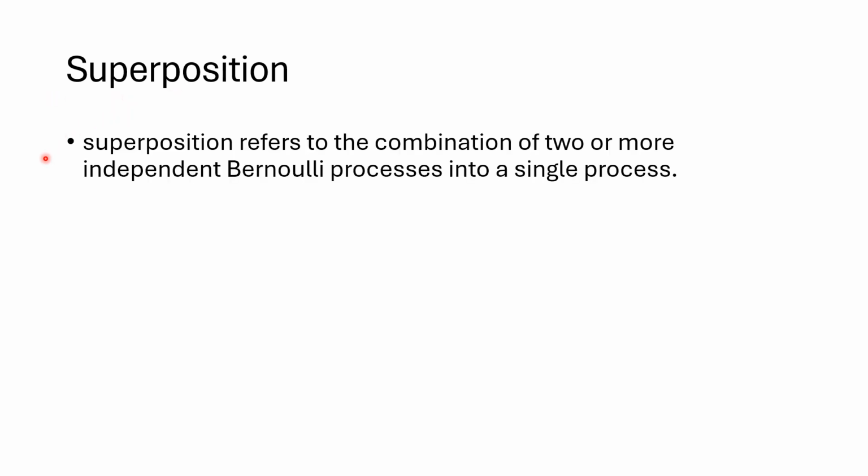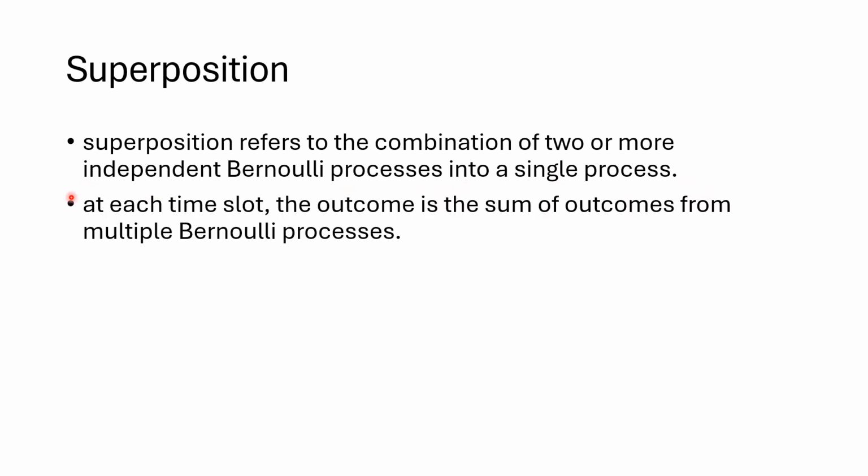So let's first talk about superposition. Superposition means that we combine two or more independent Bernoulli processes into a single process. At each time slot, the outcome is the sum of outcomes from the multiple Bernoulli processes. And each time slot has a binomial distribution with parameters n and p. We will have an example later.